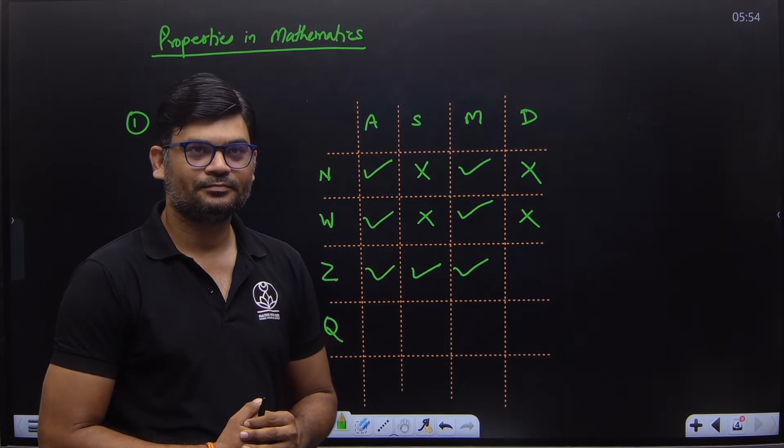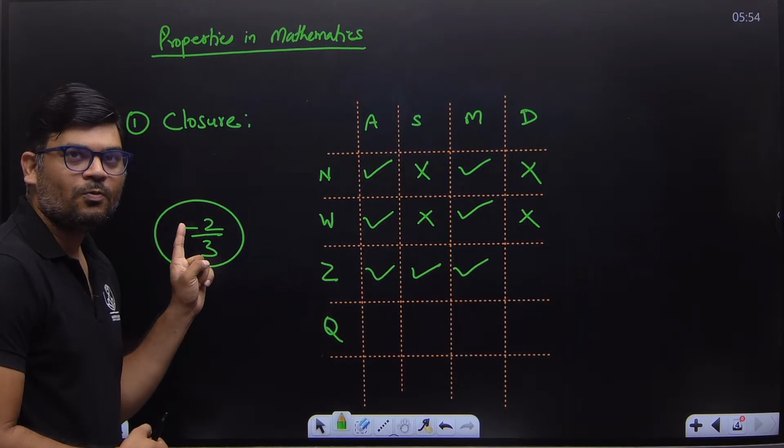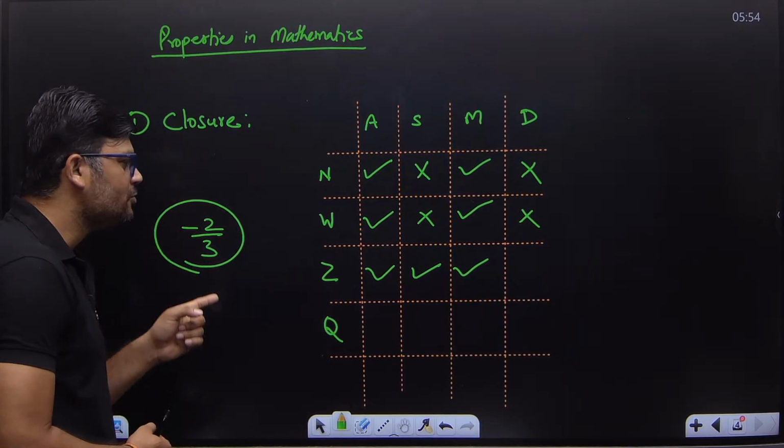So if I take minus 2, one integer, and another integer, is minus 2 by 3 an integer?